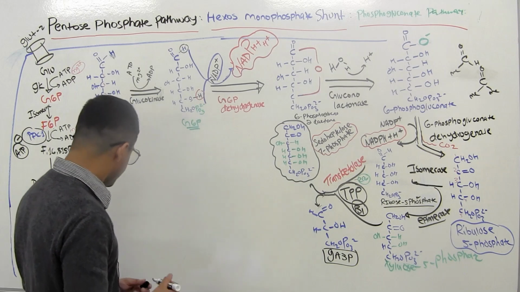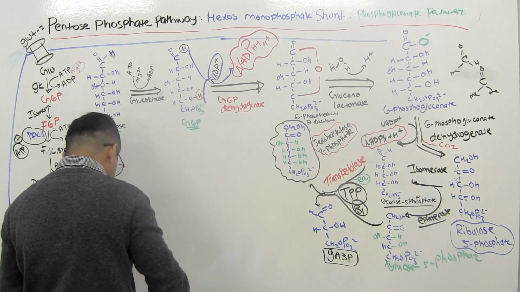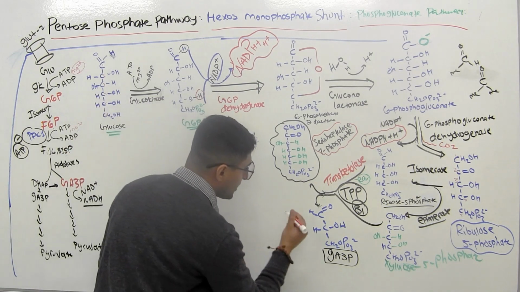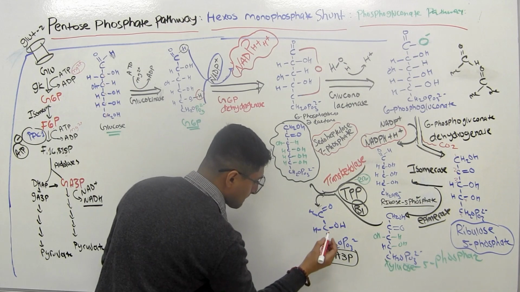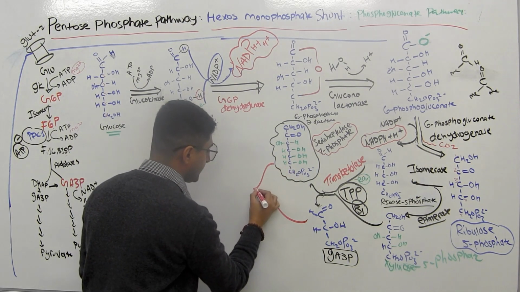Or what I could do is combine these together. Let's just look at this. Let's combine this GA3P with the sedoheptulose 7-phosphate. Look.